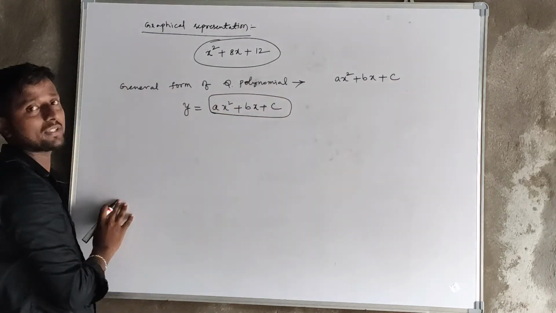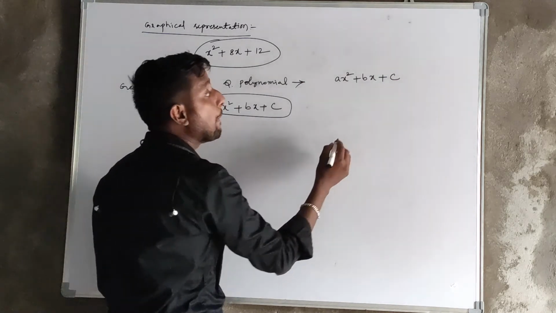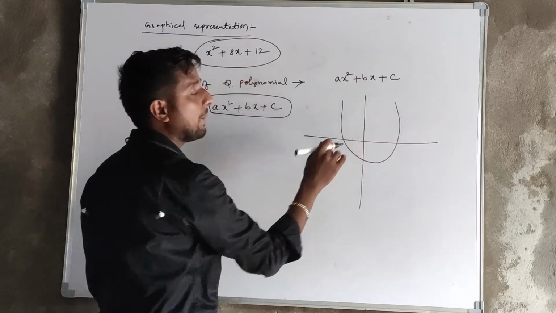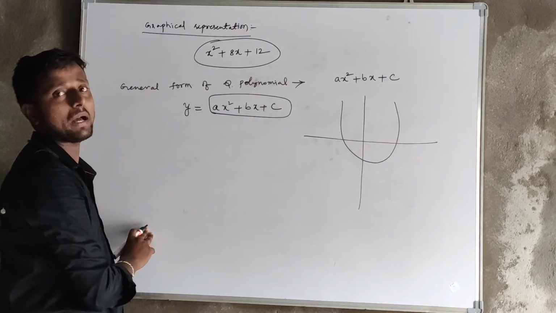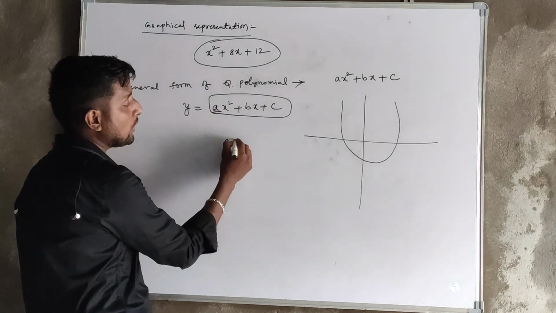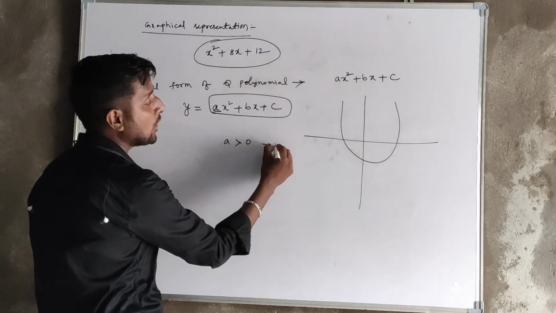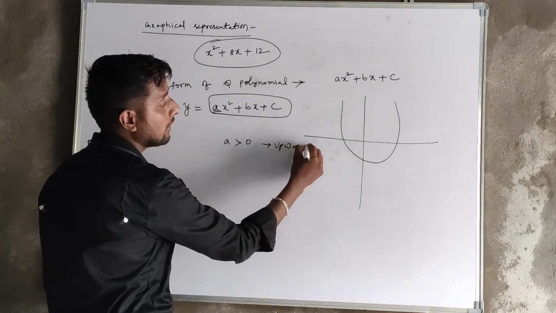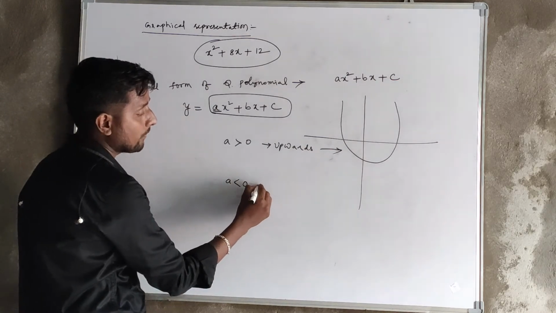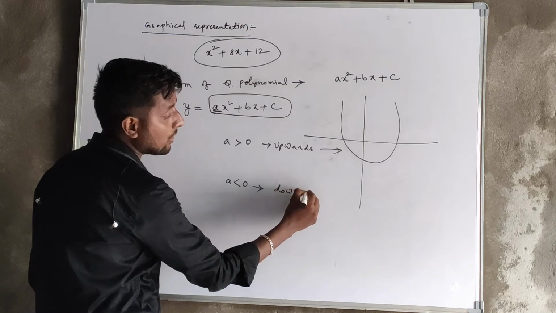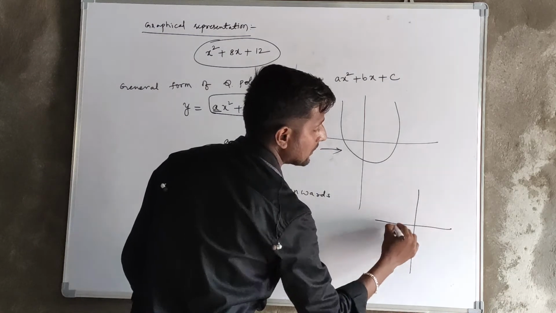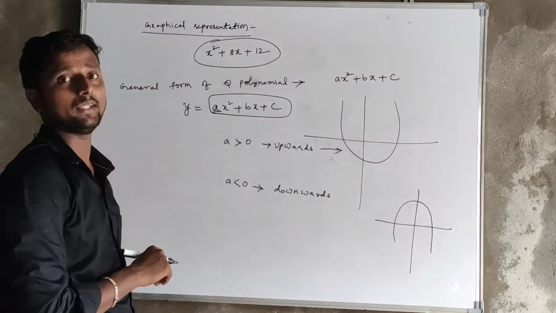The graphical representation of a quadratic polynomial is a parabola. The direction of the parabola depends on the value of a. If the a value is greater than 0, the parabola opens upwards, like the diagram. If the a value is less than 0, the parabola opens downwards. That means it gets reversed.